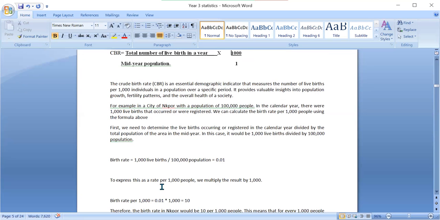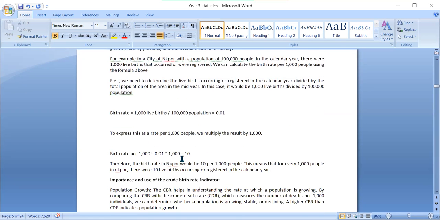So to express this as a rate per 1,000 people, we'll multiply it by 1,000, so the birth rate will now be 10. Therefore the birth rate in Mpo would be 10 per 1,000 people.